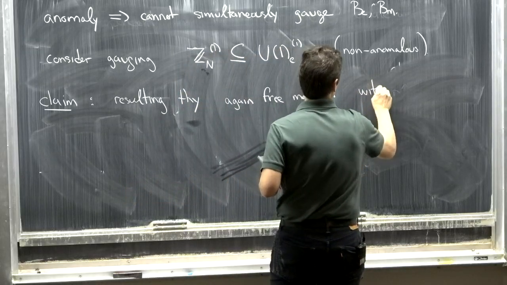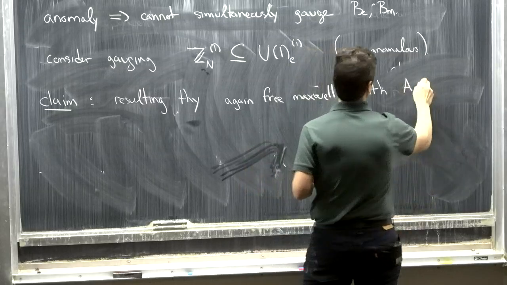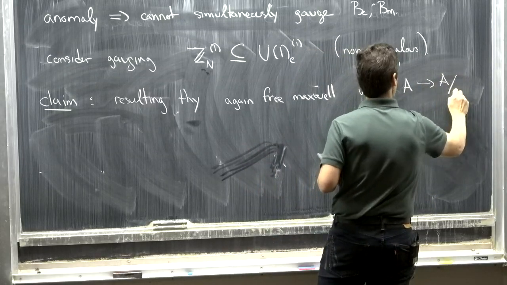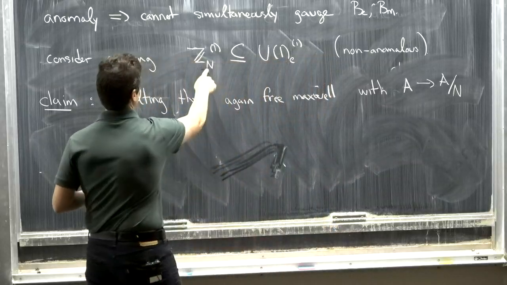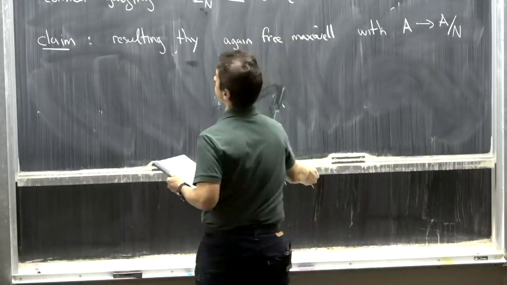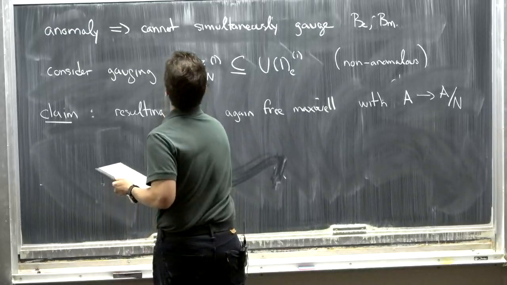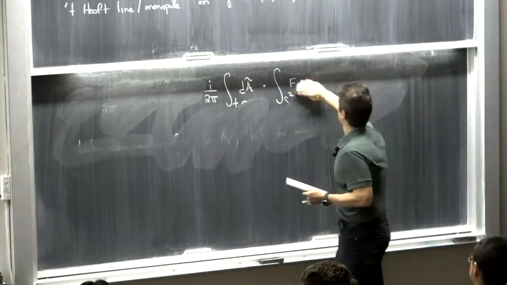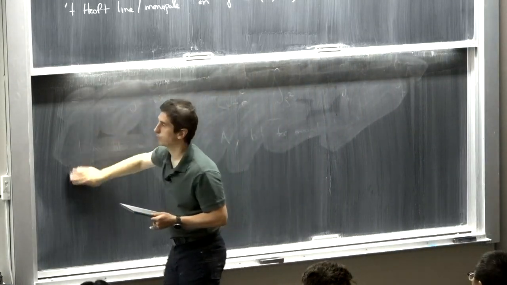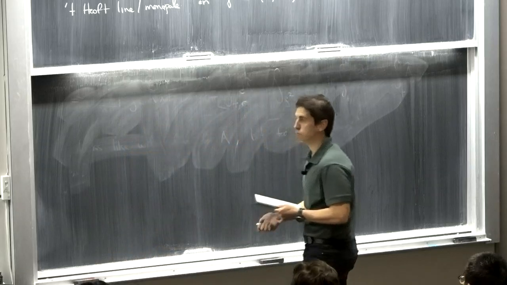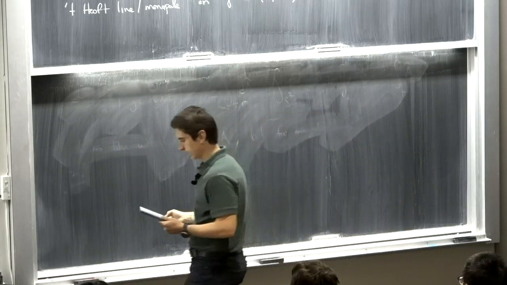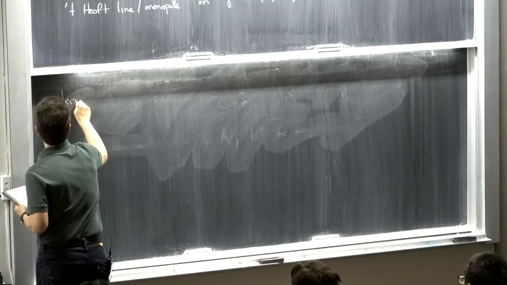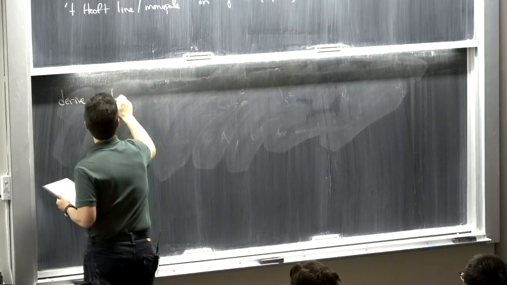With the substitution A, the dynamical gauge field, replaced everywhere by A over N. Where N is this N. Let's leave this here. So there are various ways to skin this cat. I will do the least formal. I'm going to derive this by examining line operators.